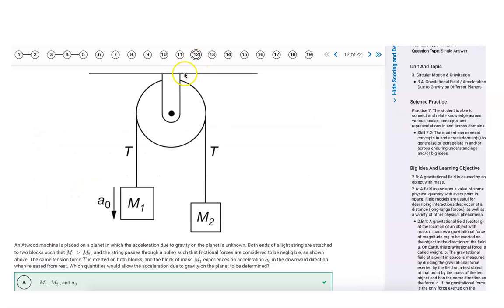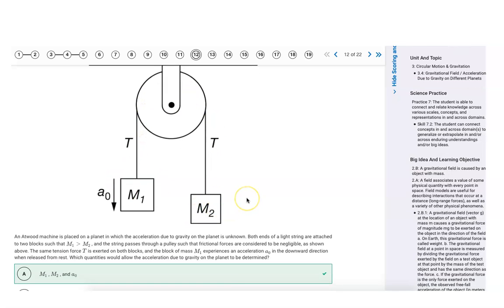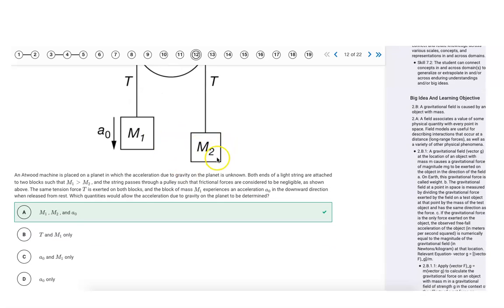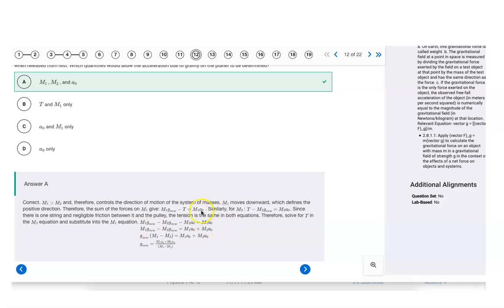Okay, question 12 is our well-known Atwood machine that we've dealt with before, and it's asking which quantities would allow the acceleration due to gravity on the planet to be determined. And we know there are two ways to solve this problem. The answer gives you the first way.